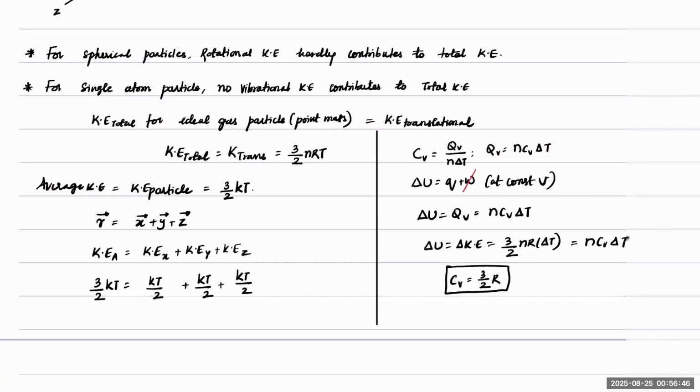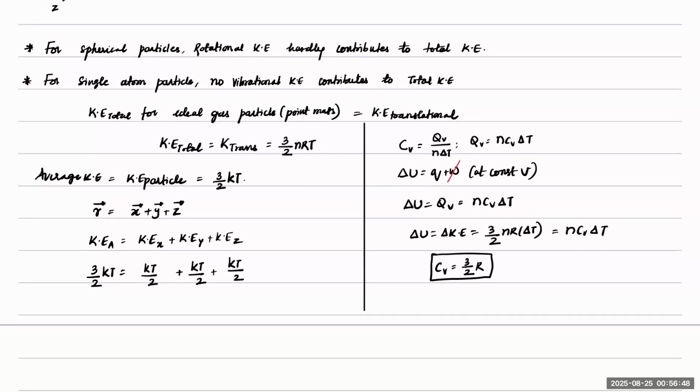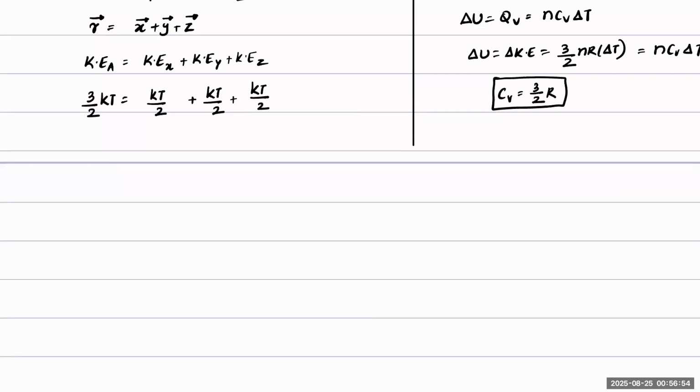Everyone, you guys got this? What is CV? I'm getting it as 3 by 2 R. So how much is it contributing? That is 3 by 2 R, the total amount of heat capacity contributed. How much is it contributing from the XYZ directions? So I can say CV, which is equal to 3 by 2 R, can be written as R by 2 coming from the X direction, R by 2 from the Y direction, and R by 2 from the Z direction.